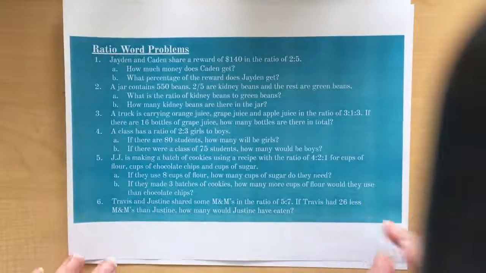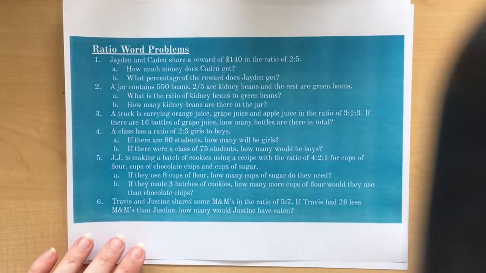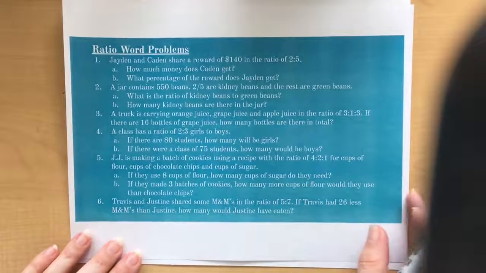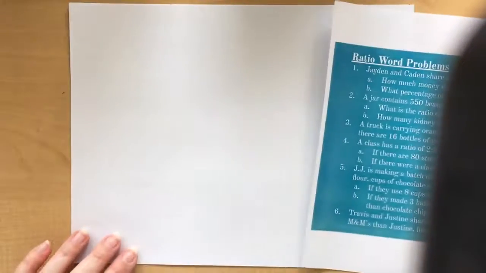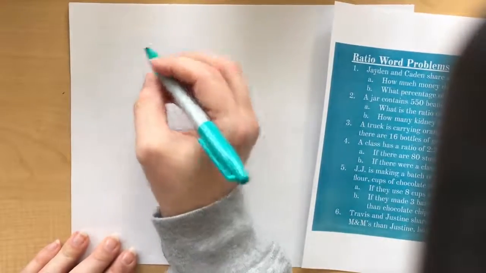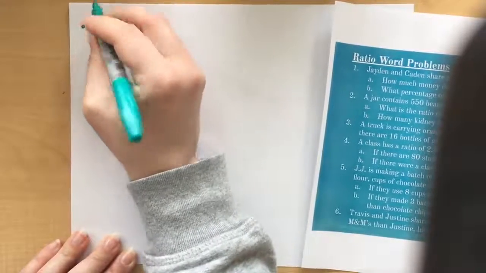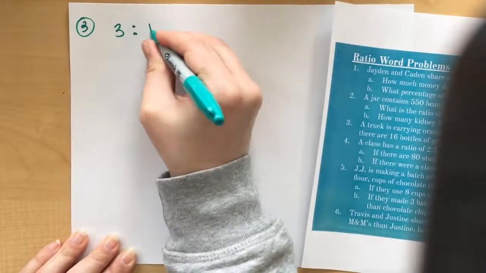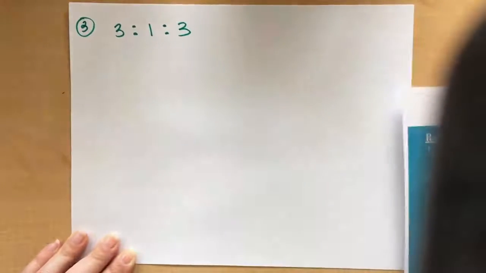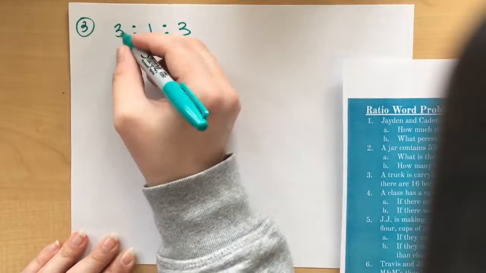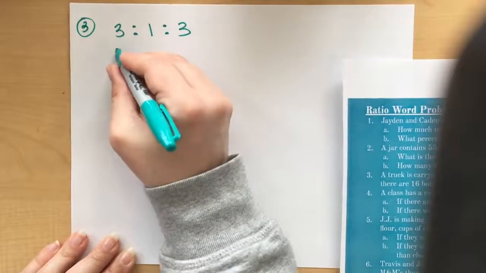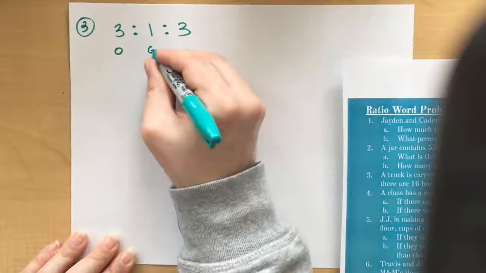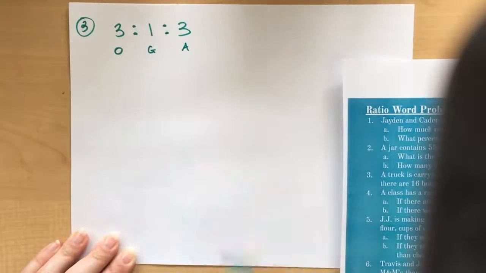A truck is carrying orange juice, grape juice, and apple juice in the ratio of 3 to 1 to 3. If there are 16 bottles of grape juice, how many bottles are there in total? Okay, so we have 3 different types of juice in the ratio of 3 to 1 to 3. First I'm going to label these. So that first one was the orange juice. The second ratio is grape juice. And the third part of the ratio was apple juice.